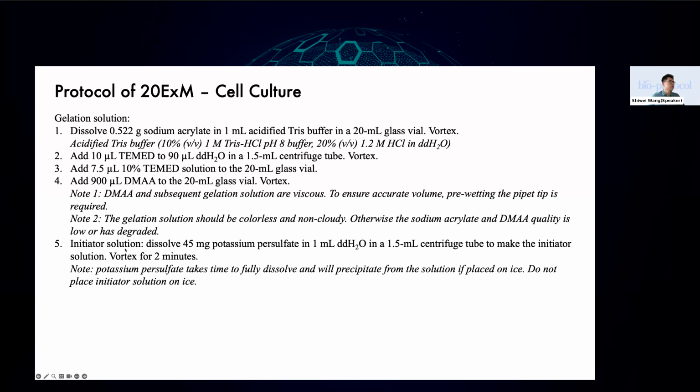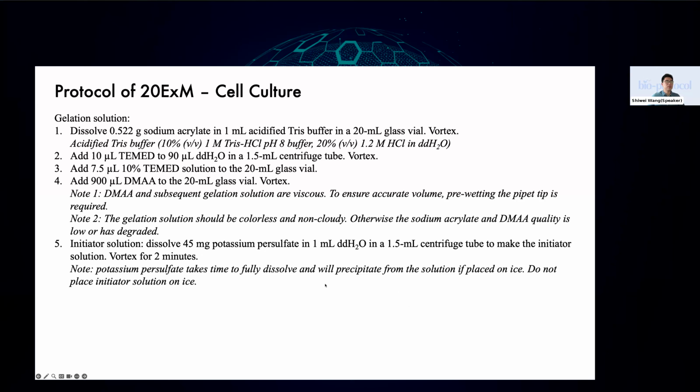And finally, you want to make the initiator solution. So you dissolve potassium persulfate in water, and you want to vortex for 2 minutes because it takes some time to fully dissolve. And you don't want to put this solution on ice ever, because once it's on ice, it will precipitate out again, and you need to wait for it to warm up and dissolve back again.